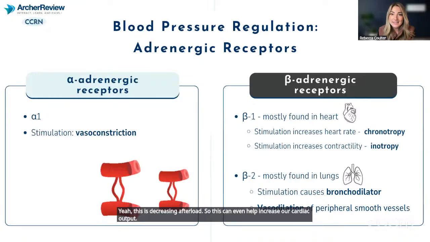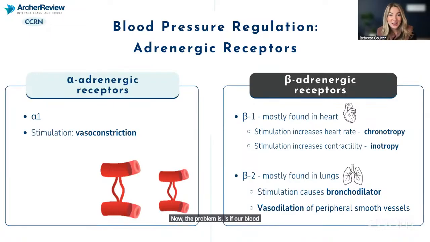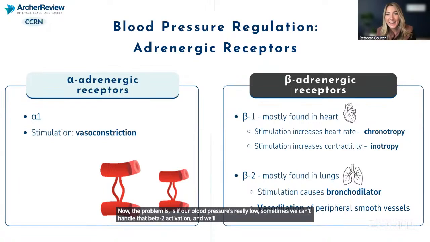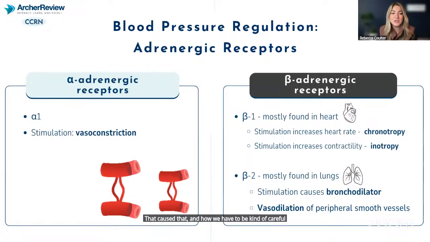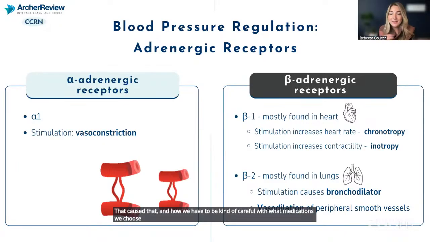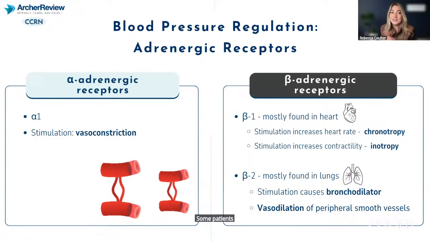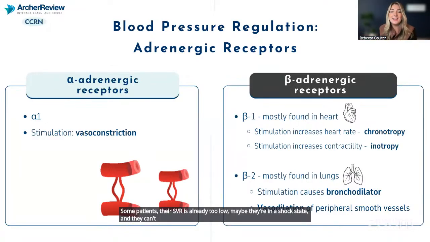Now, the problem is if our blood pressure is really low, sometimes we can't handle that beta 2 activation. And we'll get there when we talk about some medications that cause that and how we have to be kind of careful with what medications we choose due to the fact that some patients their SVR is already too low. Maybe they're in a shock state and they can't handle that vasodilation. And we might have to pair meds together to get the desired effect.